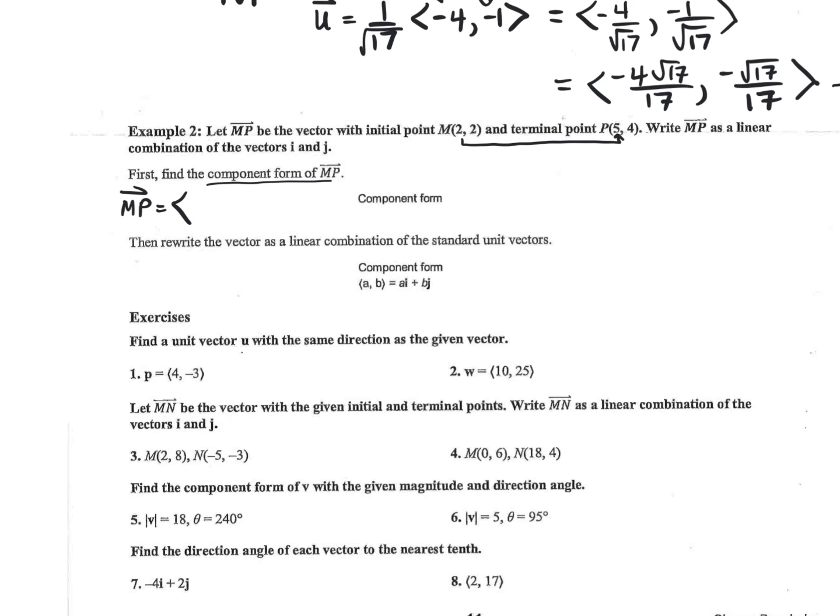Yeah, it's like subtracting. So we're going to do 5 minus 2. And then how far do we go from 2 to 4? So we do 4 minus 2. In other words, we have a formula to find the component form of any vector: x sub 2 minus x sub 1, y sub 2 minus y sub 1. Boy, this should look familiar. Isn't this what we did as part of finding the magnitude formula? Doesn't it make sense? That's where it's coming from. So we know the component form of this vector is going to be 3, 2, isn't it?